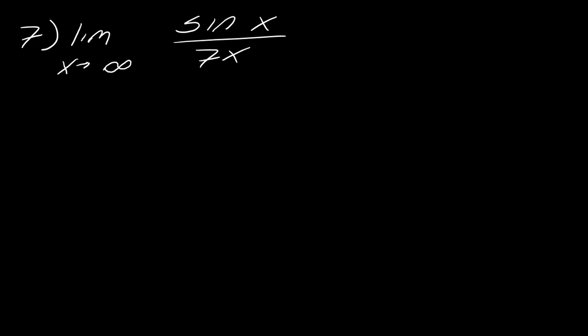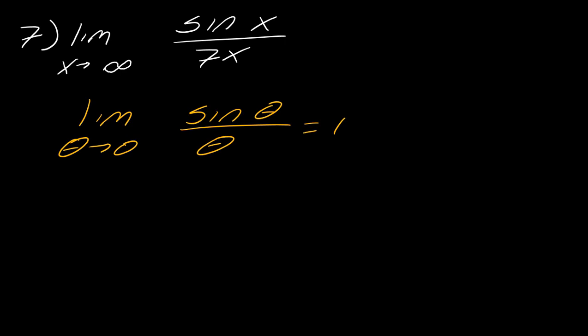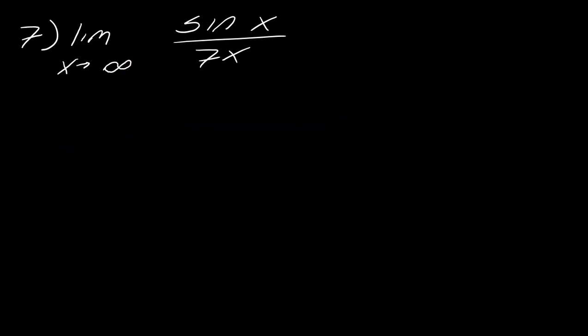Okay, so for this problem, I've got the limit as x approaches infinity of sine of x over 7x. And I just want to point out a really common error that I see with this one. It's very, very common that when students see this type of problem, they want to use this theorem. But this theorem only works when theta approaches 0. And in this case, we're approaching infinity. So we actually have to use a different approach here. In this case, what we'd want to use is the sandwich or squeeze theorem.